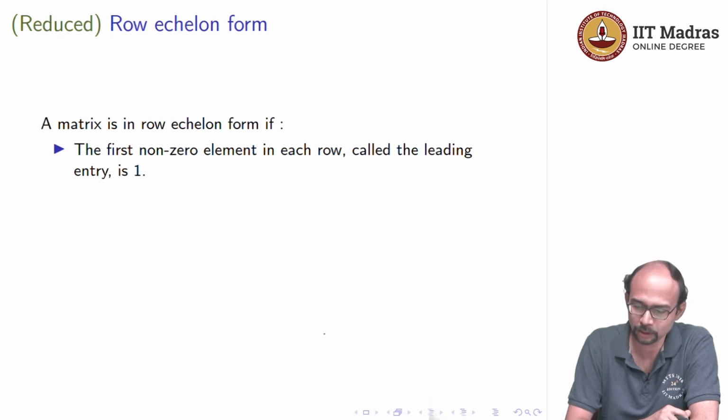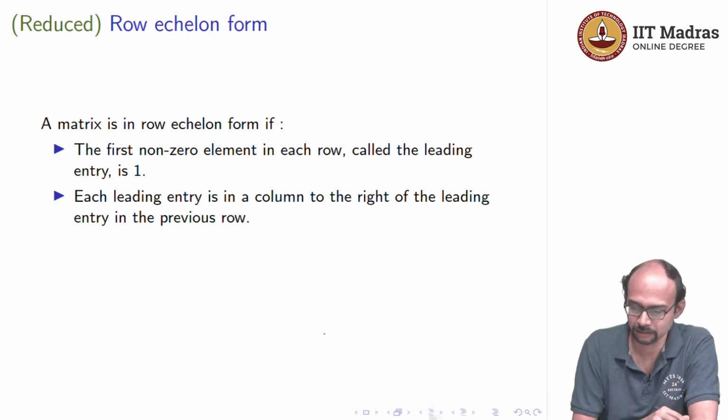It is said to be in row echelon form if the first non-zero element in each row, called the leading entry, is 1. So, whenever you have a non-zero row, and you could have 0 rows of course, if it is a non-zero row, then there will be a first element which is non-zero as you move from left to right, and the first such one has to be 1.